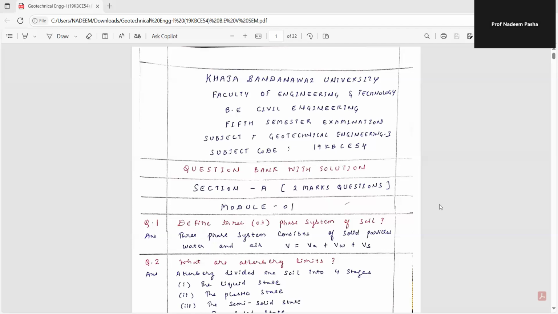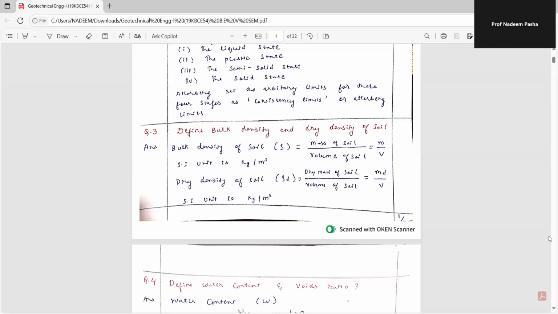Now, what are Atterberg limits? Second question. You have already seen this in the labs also. Atterberg divided the soil into four states. Number one is the liquid state, number two the plastic state, number three the semi-solid state, and number four the solid state.